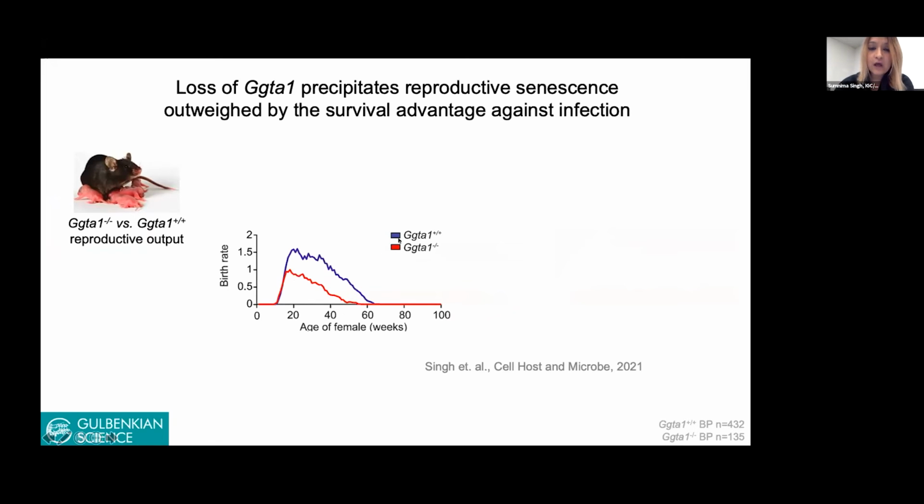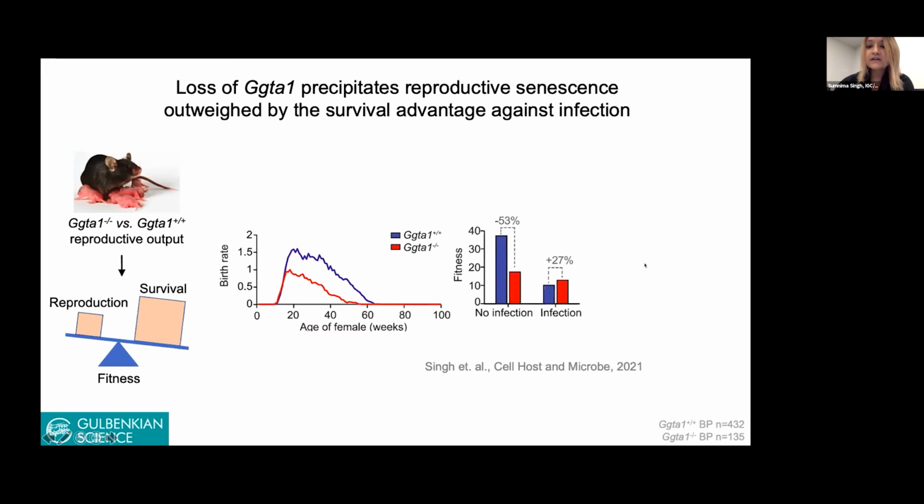It turns out that knockout mice produce 66% fewer pups during their reproductive lifespan, and this was due to an earlier onset of reproductive senescence. However, since loss of GGTA1 was in fact selected and fixed in Old World primate evolution, we predicted that the survival advantage against infection outweighed the reproductive fitness cost. Mathematical modeling showed that in the absence of infection, there is indeed a fitness cost associated with loss of GGTA1. However, this cost is outweighed in the presence of infection.